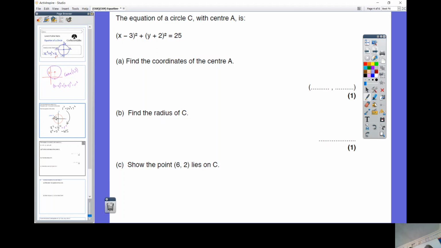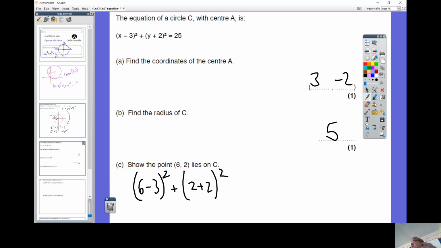So anyone, what's the centre? 3, minus 2. What's the radius? Good. Because remember the right-hand side is the radius squared. And all you have to do to show 6,2 lies on the circle is substitute it in. So you just say 6 minus 3 all squared. I'm just substituting in the x value. You substitute in the y value, 2 plus 2 all squared. And it will sit on the circle if you do indeed get 25.